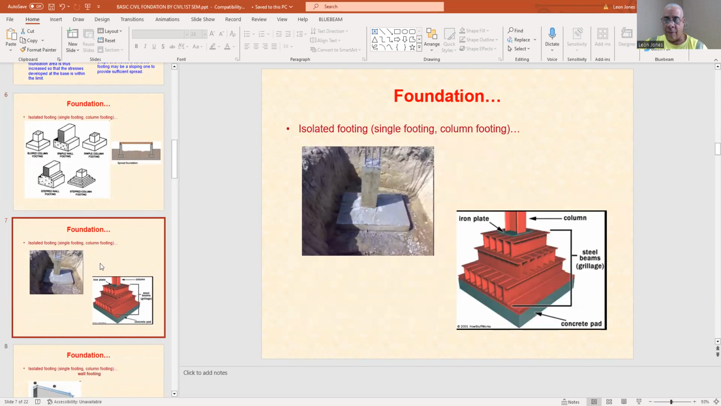And again, foundations. This is what it looks like. This is your footing right here. This is your foundation right here. On top is a footing, and here's your column. You can see it right here, your concrete pad, which is essentially your footing, and then you have your steel beams. Your iron plate, basically your plate is going to have a column bolted to it, and then your I-beam is going to be a column.